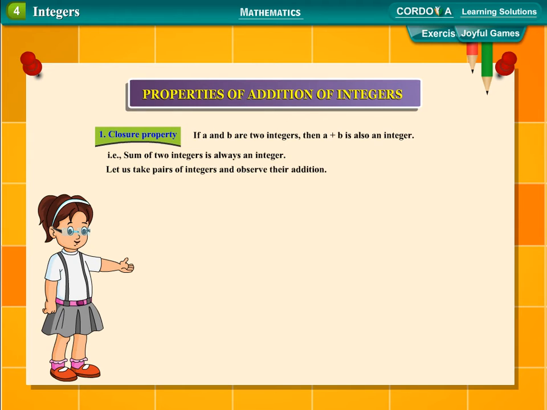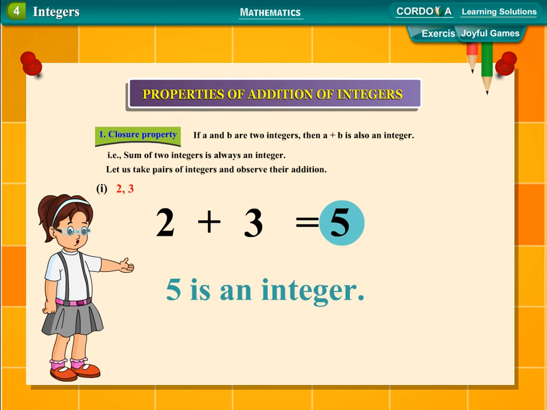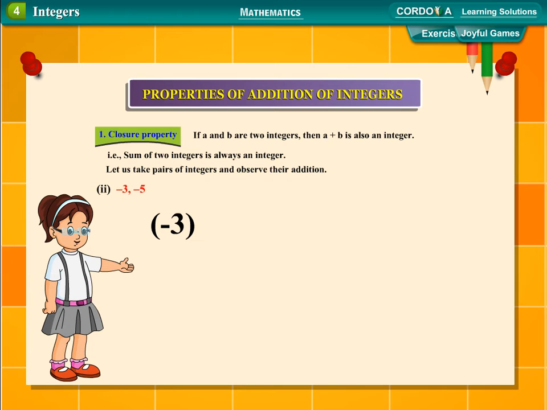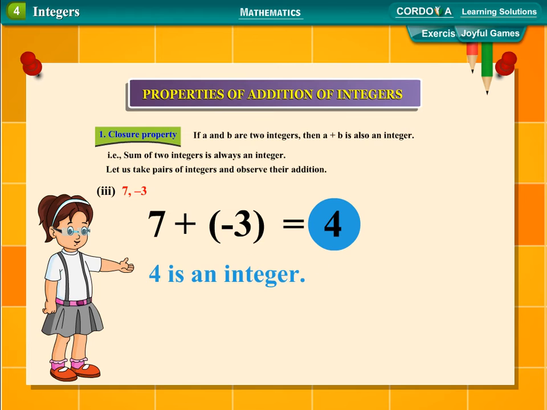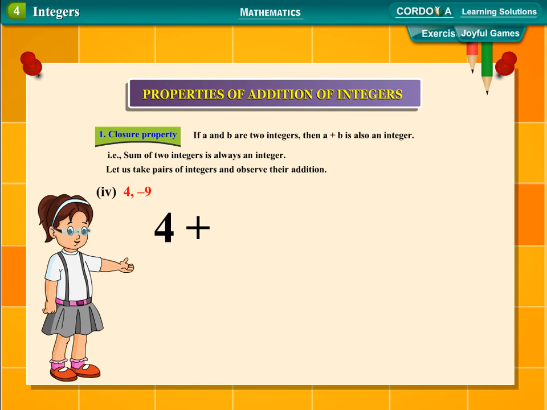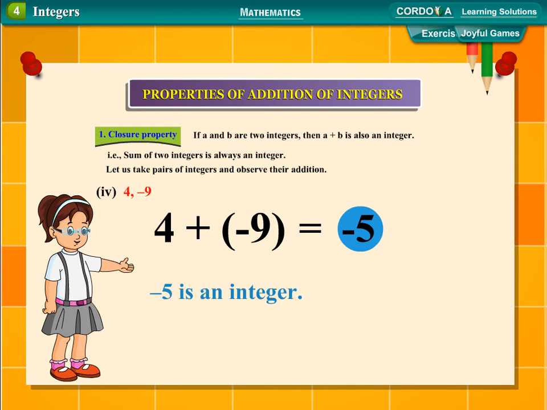Let us take pairs of integers and observe their addition. 2 plus 3 is equal to 5. 5 is an integer. -3 plus -5 is equal to -8. -8 is an integer. 7 plus -3 is equal to 4. 4 is an integer. 4 plus -9 is equal to -5. -5 is an integer.